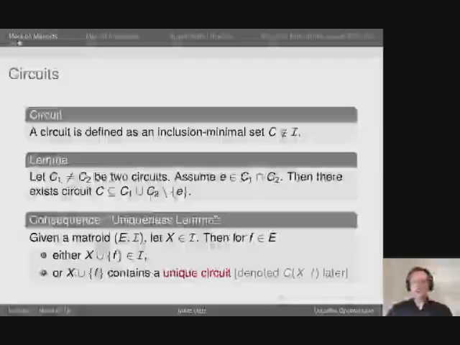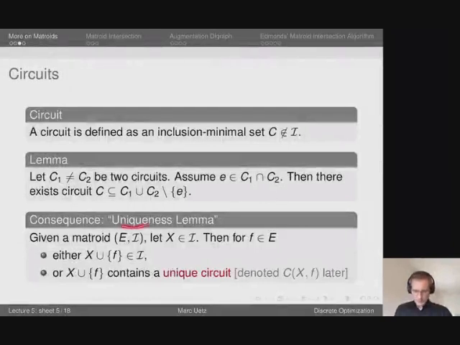So this is what we have proved, this so-called uniqueness lemma, which says that when I have an independent set X, and I try to augment it with an arbitrary element E, then either this still remains independent, I'm fine, but if it becomes a dependent set, then it contains a unique circuit, okay? This is essentially intuitively because I started out with an independent set and I augmented it with a single element only. So this results in a unique circuit, and it will be given a name later on.